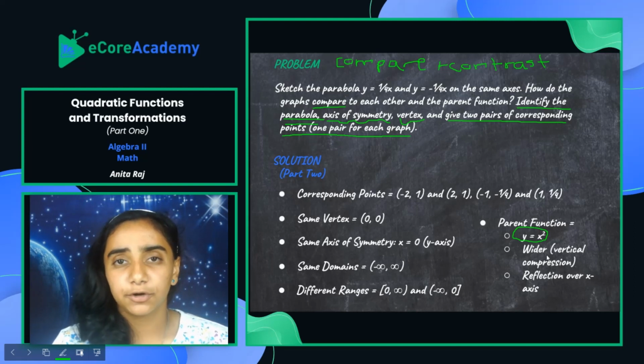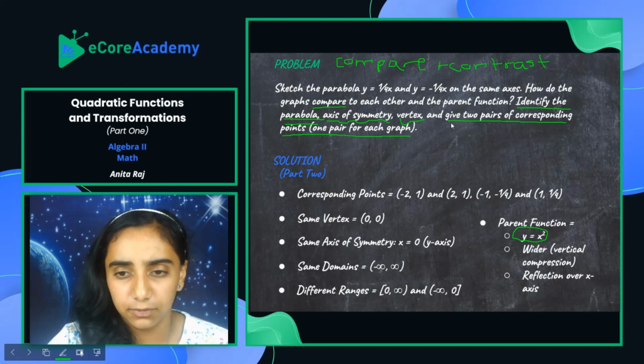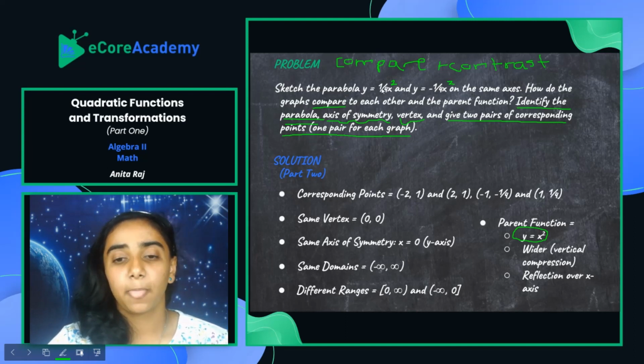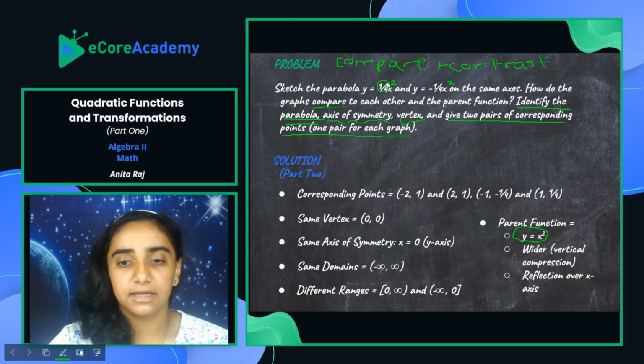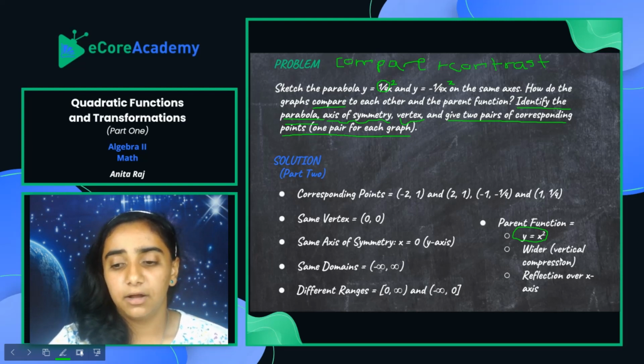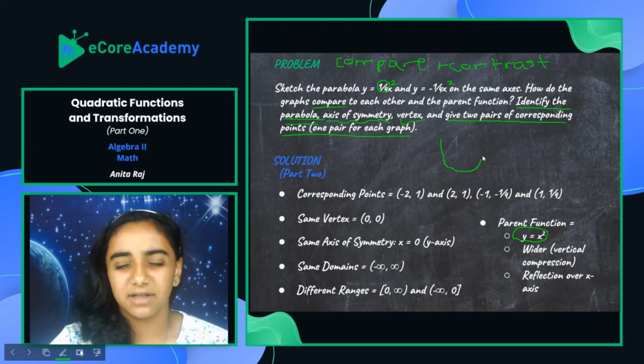This is called a vertical compression. So if the coefficient before the x squared, it should be y equals 1/4 x squared and y equals negative 1/4 x squared. But if these values that you see right here, this 1/4, if it's less than 1, we call it a vertical compression. If it's greater than 1, well, then we call that a vertical stretch. Because if you think about it vertically, I want to say it looks fatter. It would look fatter than the parent function.